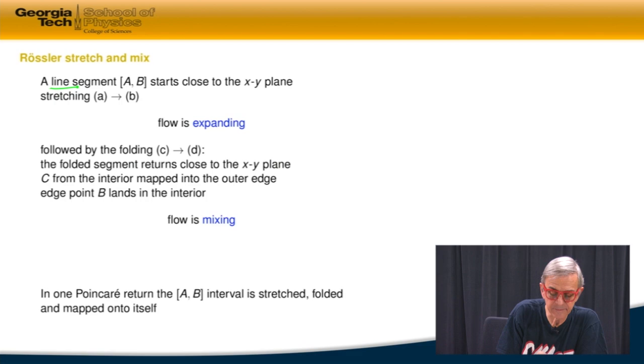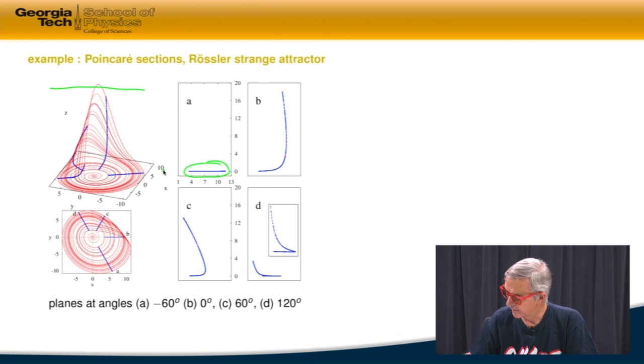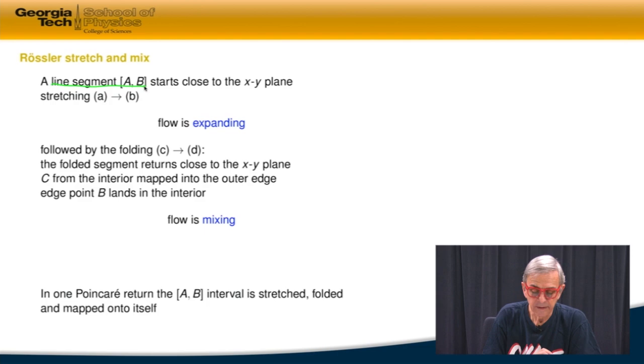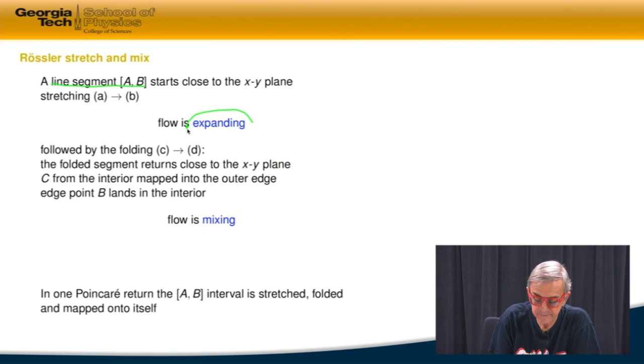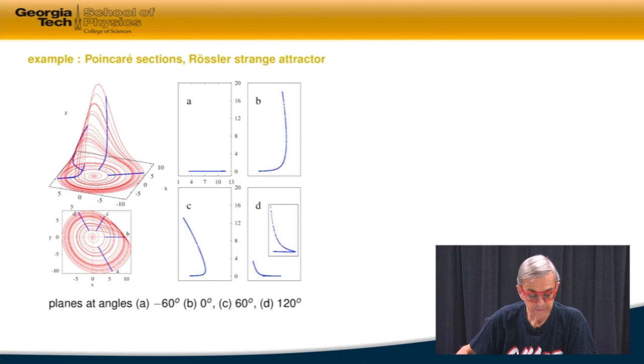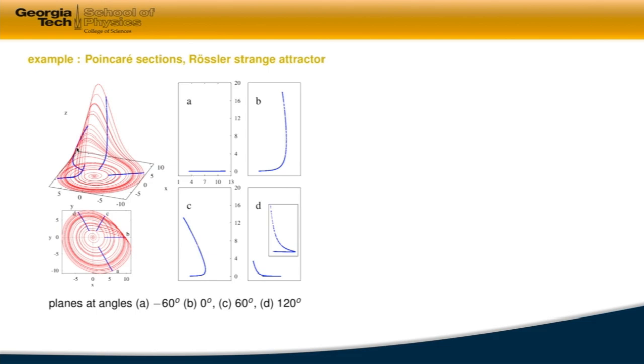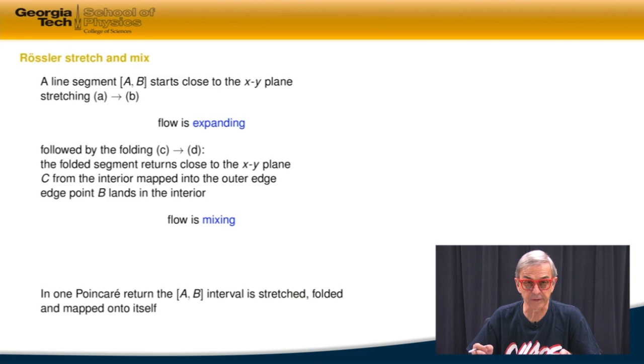What we learn is that the line segment AB, which starts close to the XY plane in the beginning, gets stretched and folded. So we find out that the flow is locally expanding. But then this folding is followed by being bent. And so here you're being bent, and then you're being scrunched down here. In this one, bent, and then you're being pushed down into the plane again. So the thing that used to be a straight line has been folded onto itself.